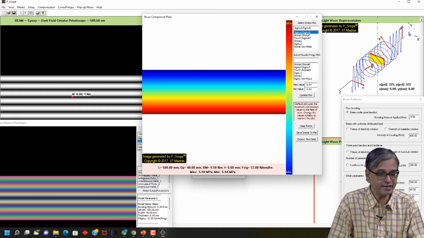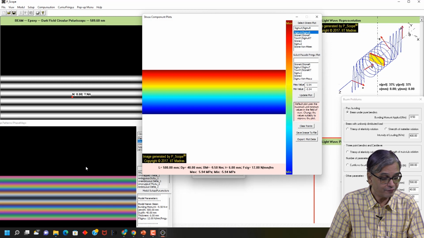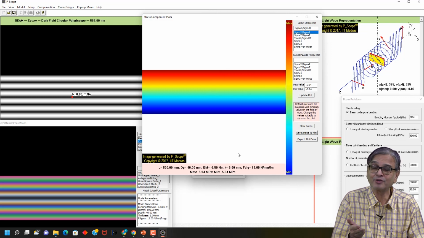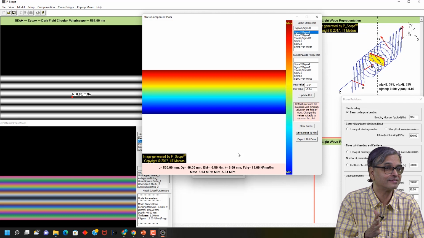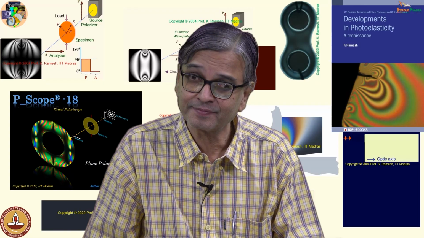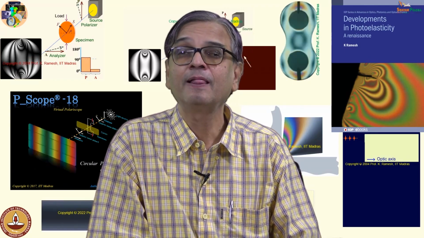And what you find is, the fringe pattern remains the same, but the stress pattern changes. It ought to be, because photoelastic fringes do not sense the sign difference. Sigma 1 minus sigma 2 is always positive, but the stresses have to be different. Okay, let me ask another question.